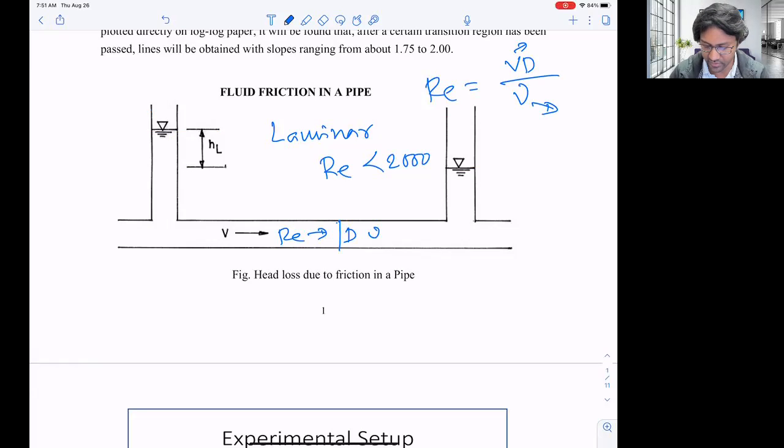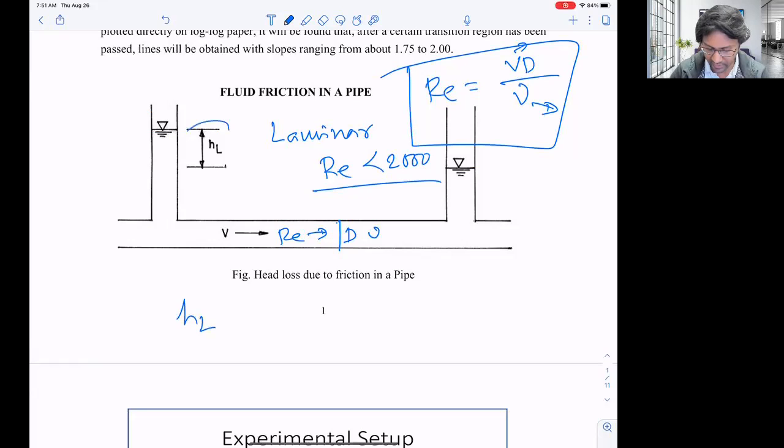Then we'll be able to calculate the value of Re, and if the value of Re is less than 2000, then it is a number that determines whether the flow is laminar, transitional, or turbulent. If it is less than 2000, then it is a laminar flow, and when the flow is laminar, the head loss is directly proportional to the velocity. But if you increase the flow rate, then velocity will increase, because we know Q is equal to AV, keeping the cross-sectional area the same for the same pipe diameter.